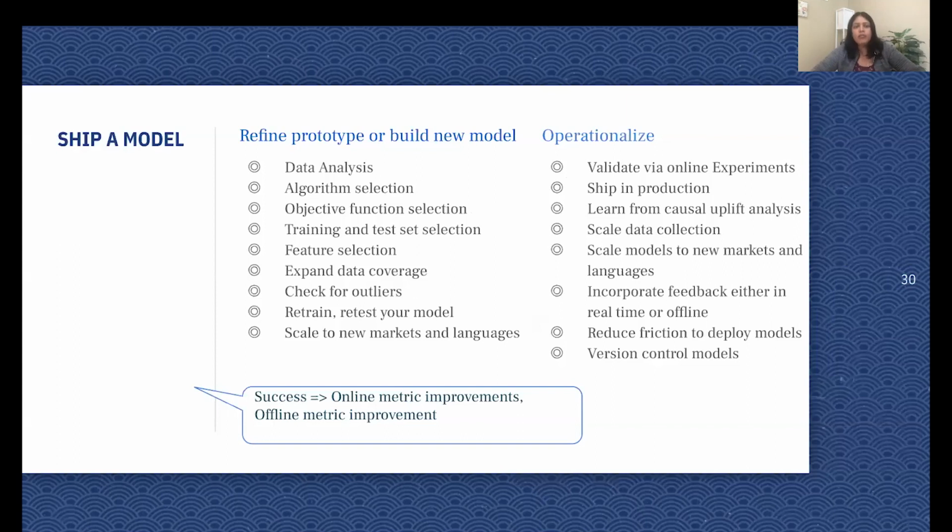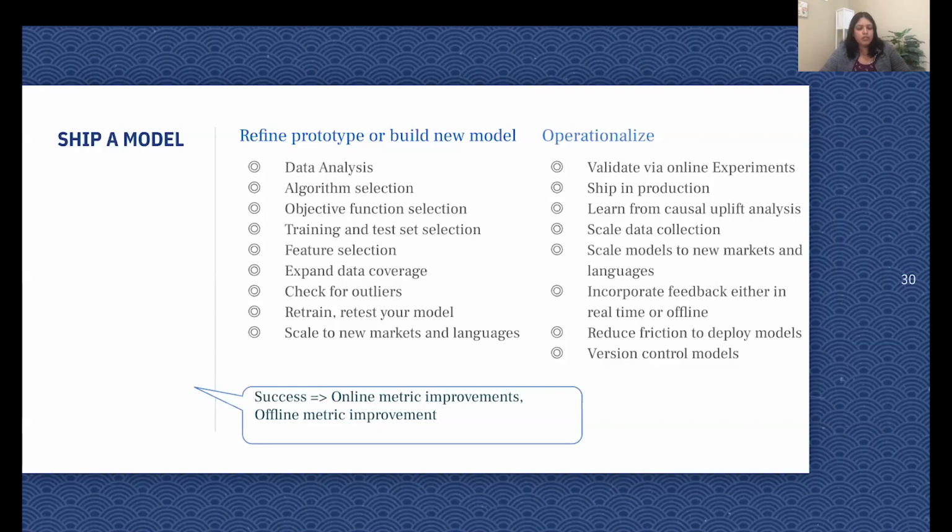Moving on, now that you've done all of that, the design work is all done, now it's time to execute. So for shipping a model, what do you do? Well, you refine the prototype or build new models. Again, a lot of things that you do in the prototype stage happen here. Data analysis, algorithm selection, objective function selection, training test set selection, feature selection, expanding data coverage, checking for outliers, retrain, retest, scale to new markets and languages.